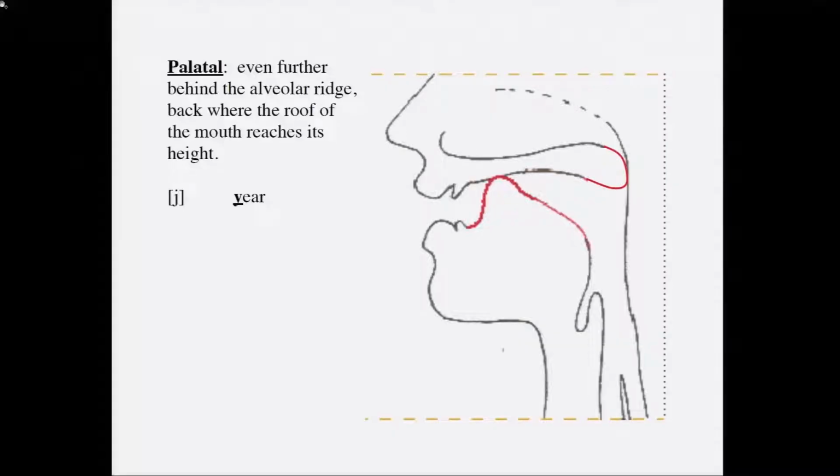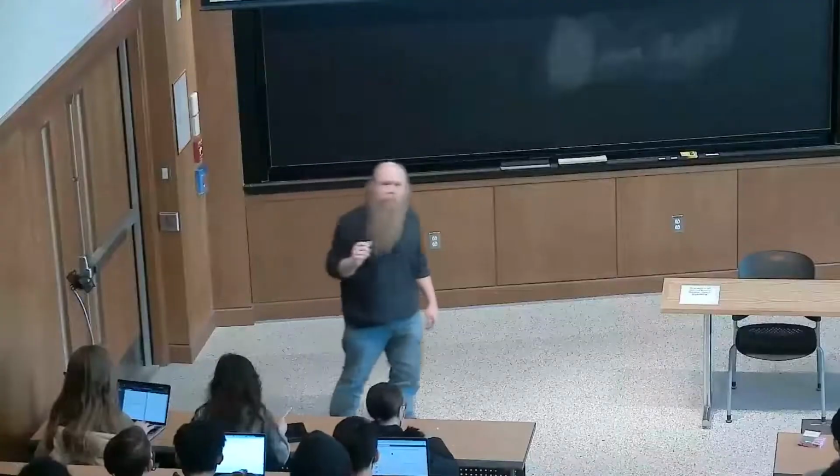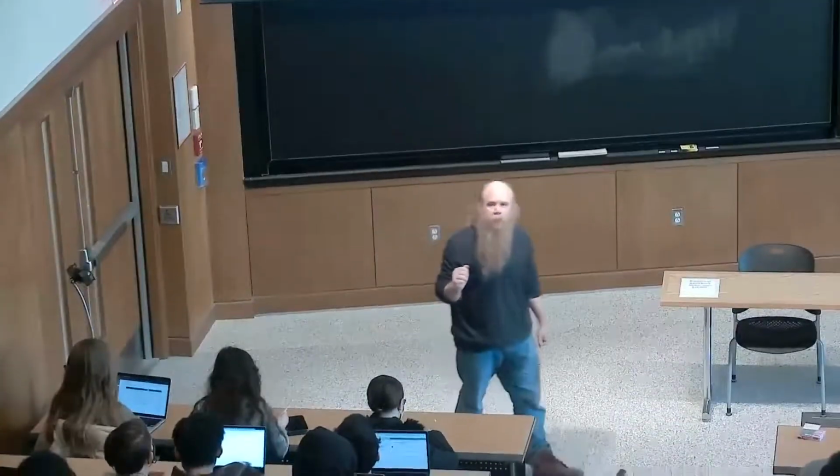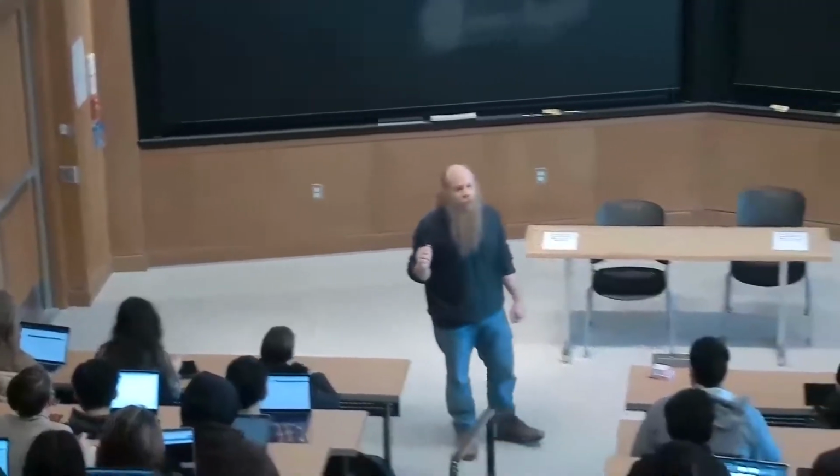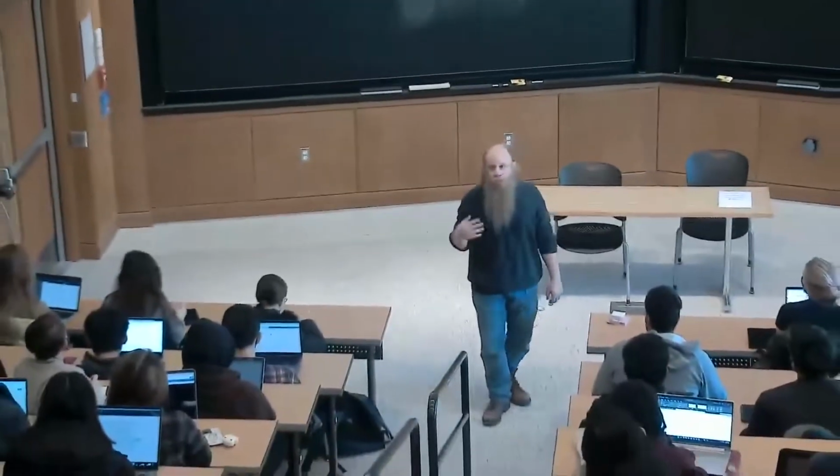A little further back, there are what are called palatal sounds. These are even further behind the alveolar ridge, sort of back where the roof of your mouth gets as high as it's going to get. And the one palatal sound that we have in English is the Y sound at the beginning of year. And here's the first IPA symbol that is deliberately designed to confuse you. The IPA symbol for that sound, the Y at the beginning of year, is a J.